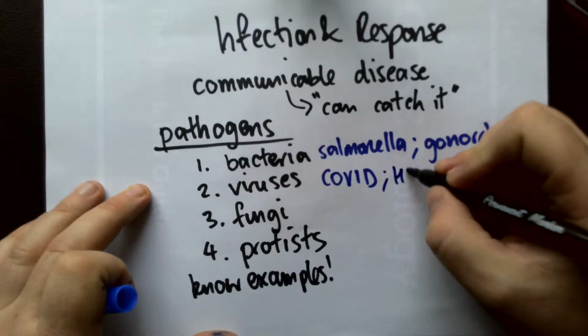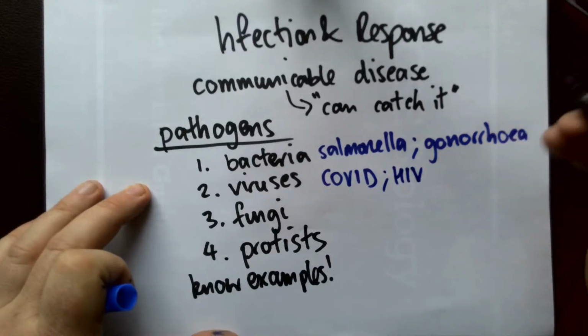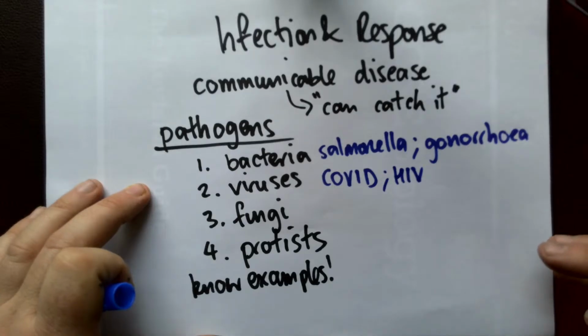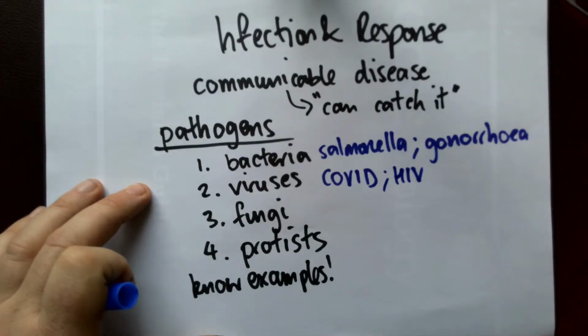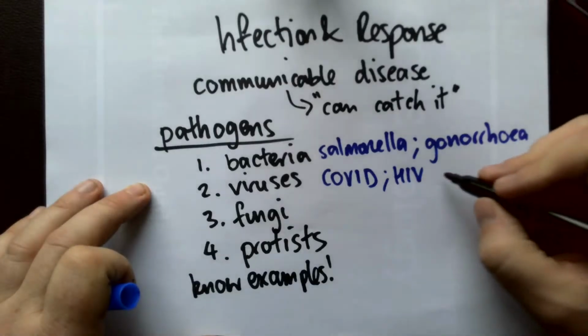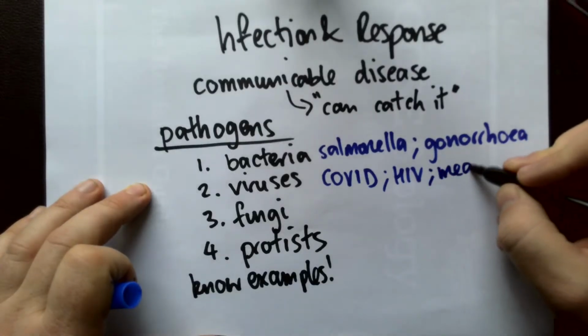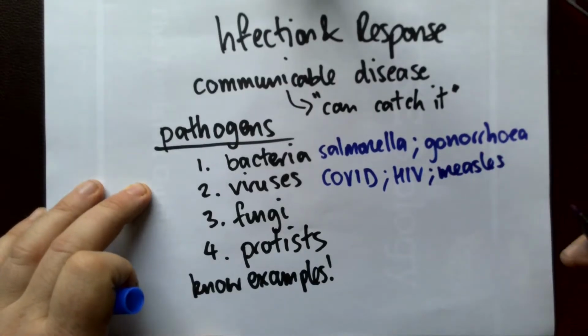COVID is a virus. There are many other viruses that we could think of. We've got this one here, HIV, which is called human immunodeficiency virus, that can lead to AIDS, which is acquired immune deficiency syndrome, where your immune system is depleted and you could catch something as insignificant as a cold and die from that. COVID, HIV, we could have measles in the viruses.